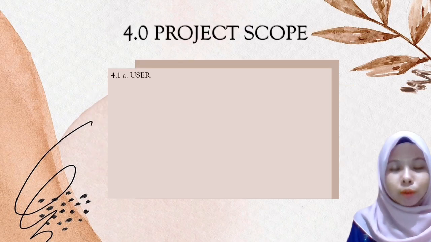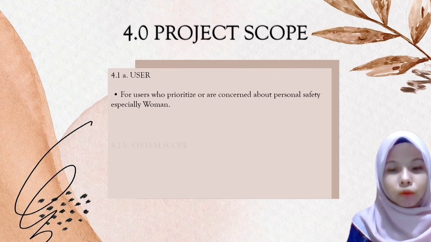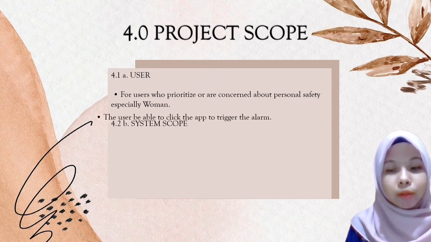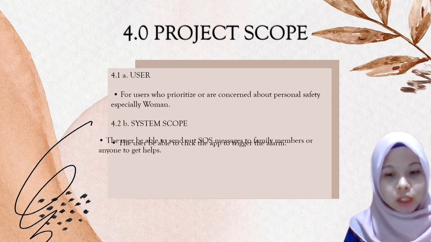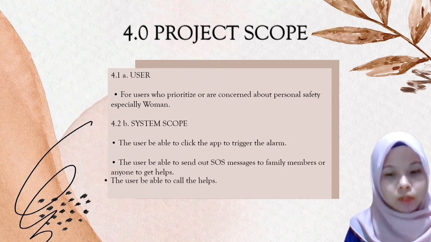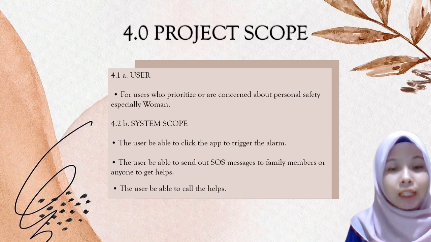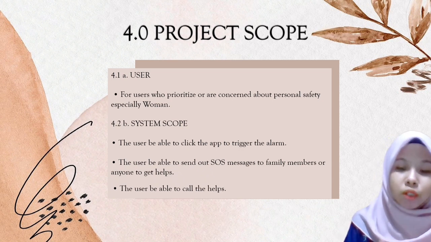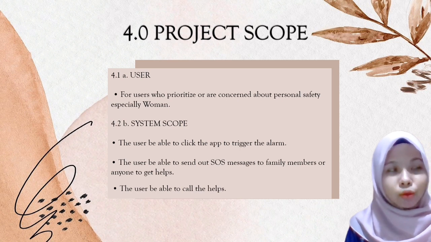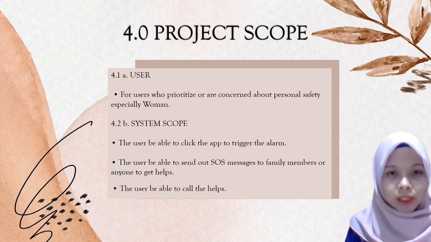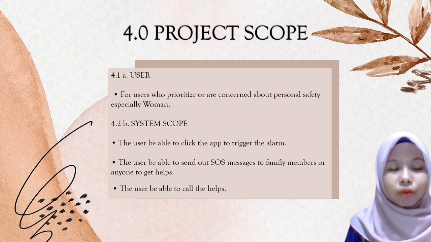Next, I will continue with the project scope. For the users, those who are concerned about their personal safety, which is women. For the system scope, the user will be able to trigger the alarm by clicking the app. The user will be able to send out an SOS message to their selected contacts or family members. They can also call for help.